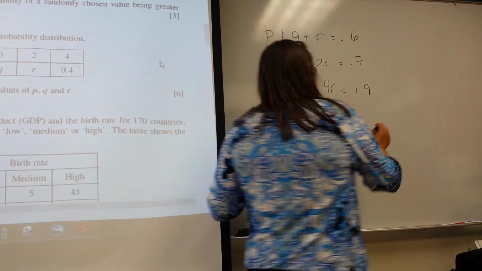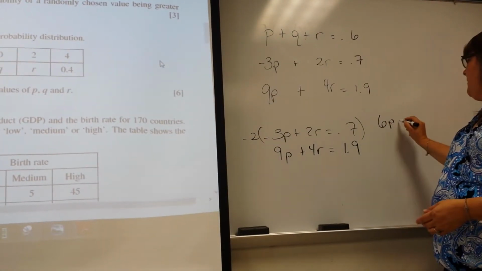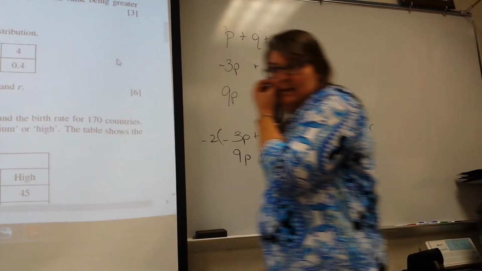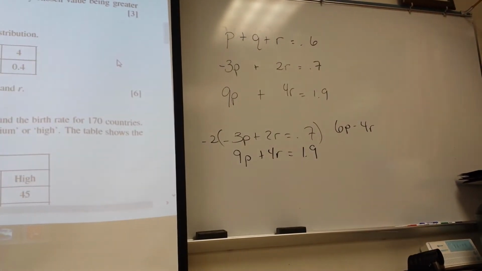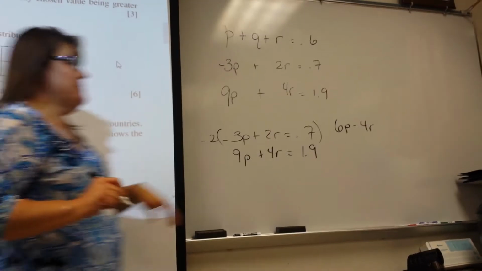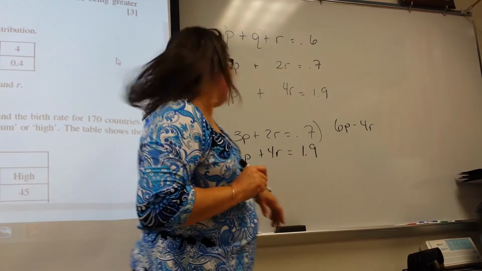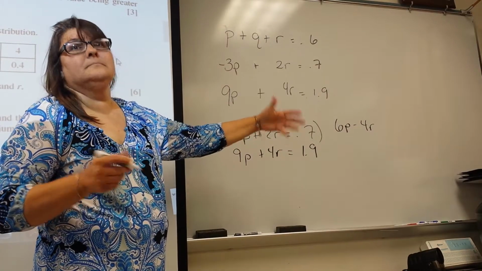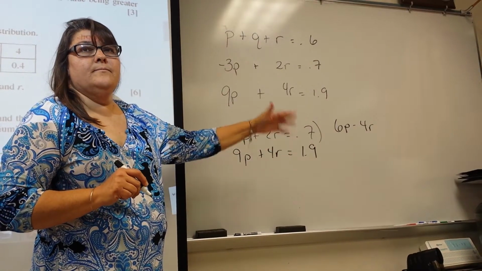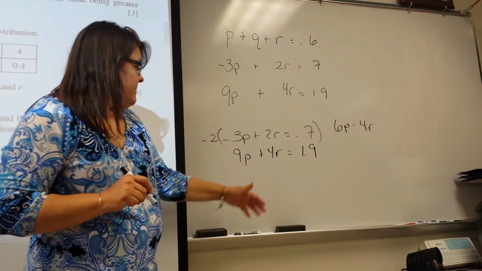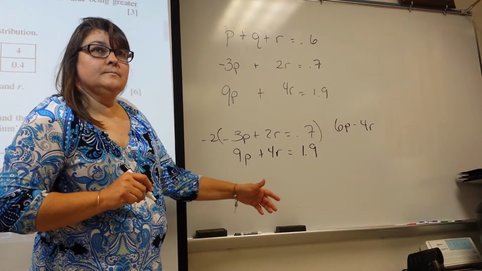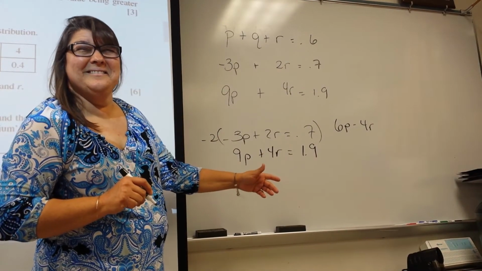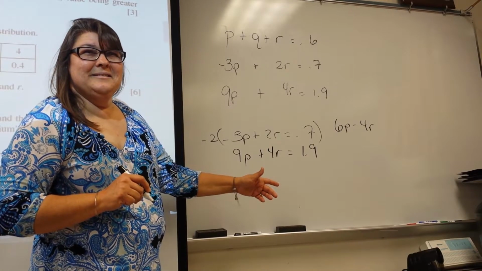We'll see. So we have 6p, right? If I multiply mine through, times -3, I got a 9p minus 6r equals a negative 2.1, right? And then when you subtract them, to eliminate the p, I got 10r is equal to 4. And then you divide both sides by 10, and then you get r is 0.4.